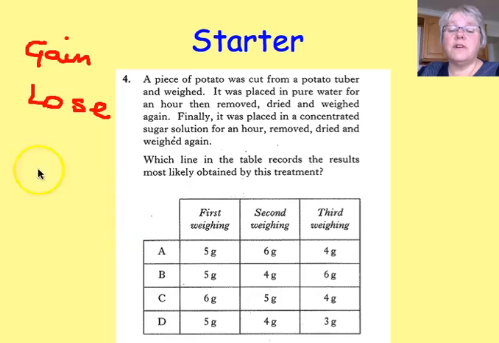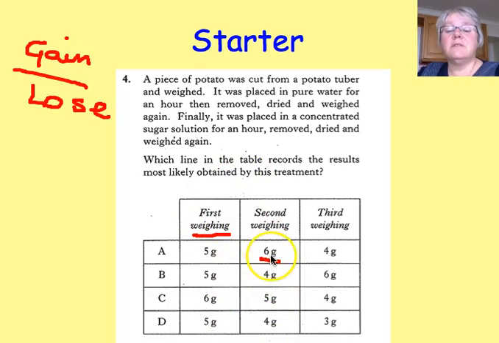So we've got our first weighing before the potato, before anything's happened, and we've got choices here of 5 grams, 5 grams, or 6 grams, or 5 grams. Now what we need to do is look for a column where the potato on the second weighing has gained weight. So this one here has gained weight, and that is in fact the only one where there's been a weight gain, because that's 5, that's lost, and that's lost.